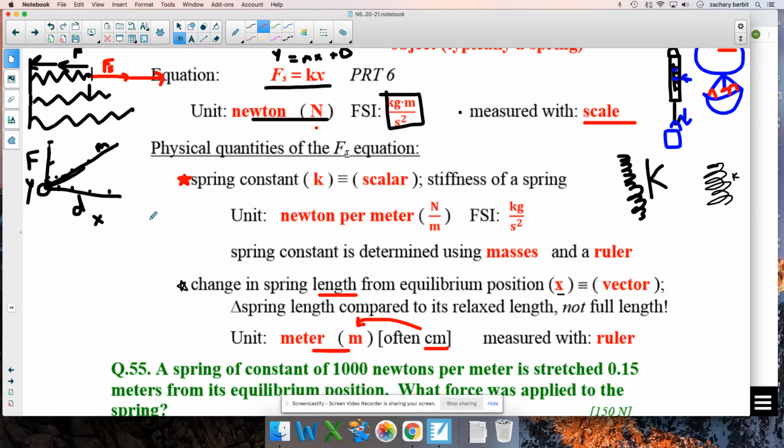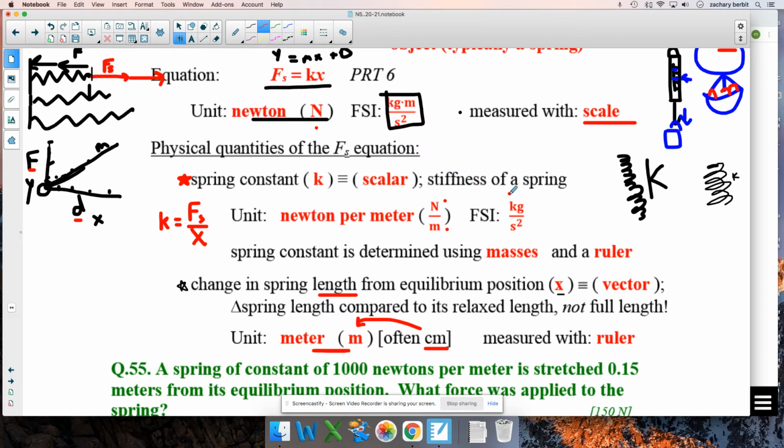So if you rearrange the Fs equation, your spring constant equals the force on the spring over that change in spring length from equilibrium. By the way, of course, that is the slope calculation you did in the lab. Rise over run, F over D, or Fs over x. So the unit for force is Newton. The unit for change in spring length, or any length in this course, is meter. So the unit for spring constant is Newton per meter.